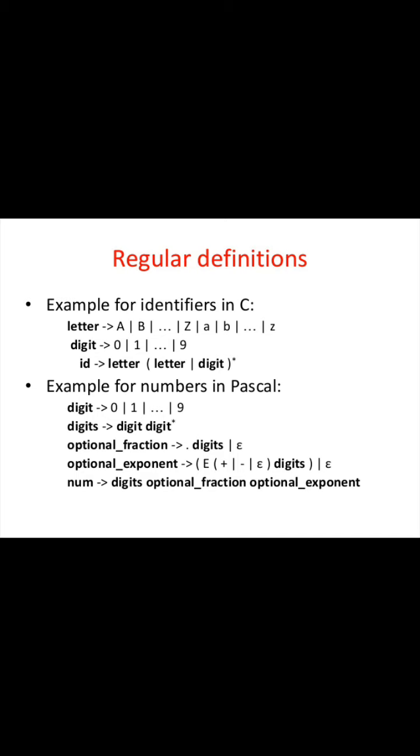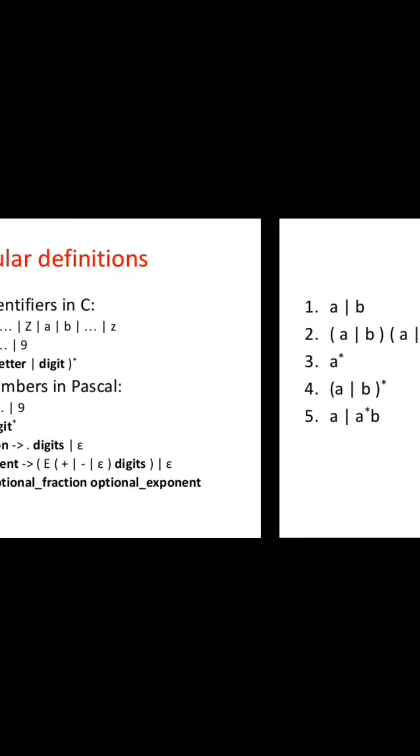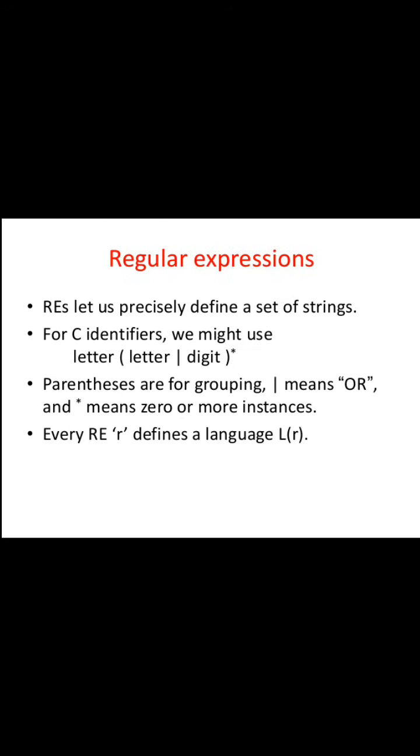Regular definition. Example for an identifier in C: letter is A to Z, a to z, capital and small letters, and digit is the numbers 0 to 9, so the identifier is letter followed by (letter or digit) star, that is the Kleene closure of this symbol. Okay, this is for the specification of tokens.